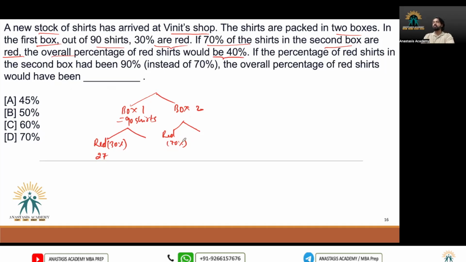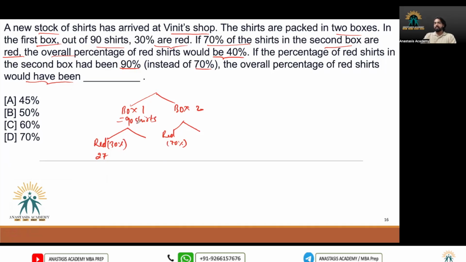If 70% of the shirts in the second box are red, then the overall percentage of red shirts would be 40%. If the percentage of red shirts in the second box had been 90% instead of 70%, the overall percentage of red shirts would have been, we have to find this value. So let's see, we have to solve this question smartly. We are not calculating percentages, but we are doing it through allegation, right?